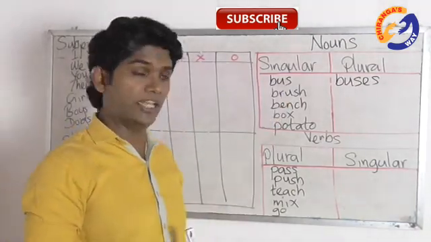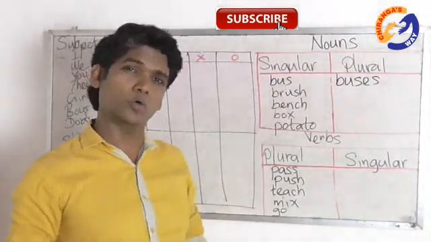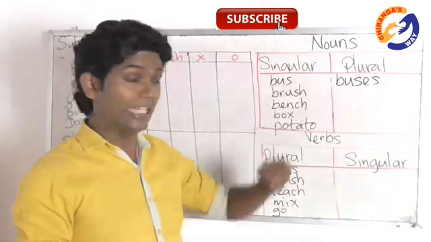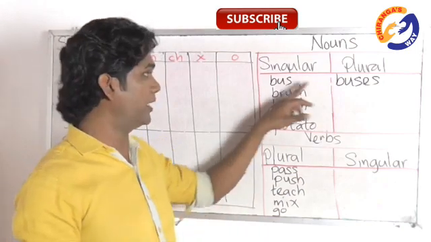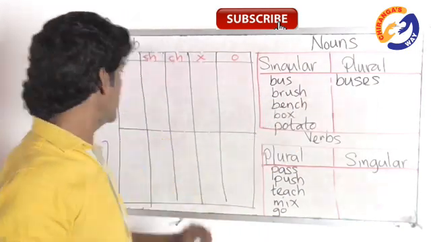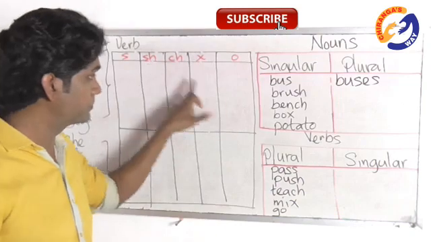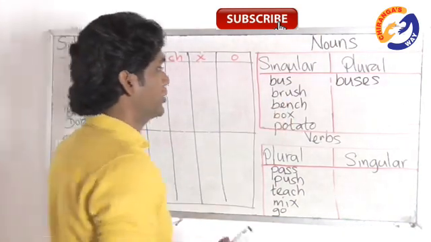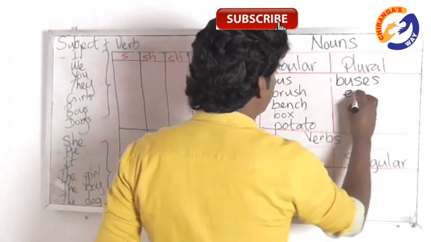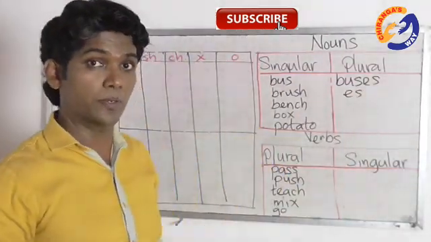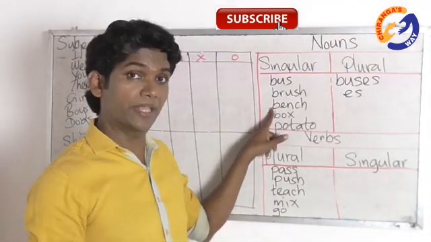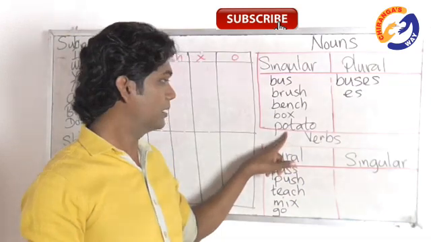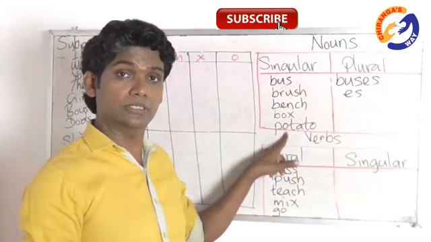So what is the first point? If the noun ends in s, or could be double s, the last letter is s, we just add es to make it plural. So bus becomes buses. Next one is sh. Brush becomes brushes. I'm just writing es over here. Bench becomes benches. Box becomes boxes. Potato becomes potatoes.